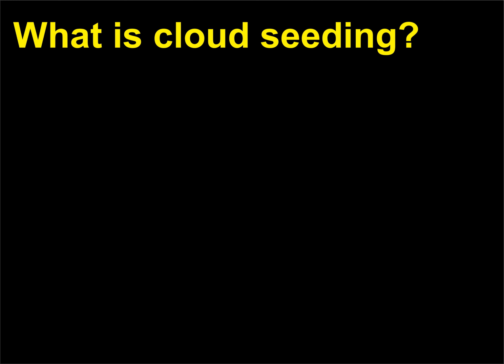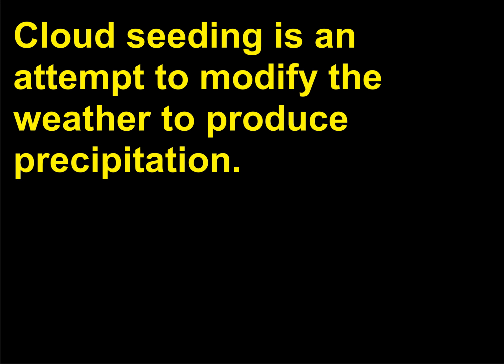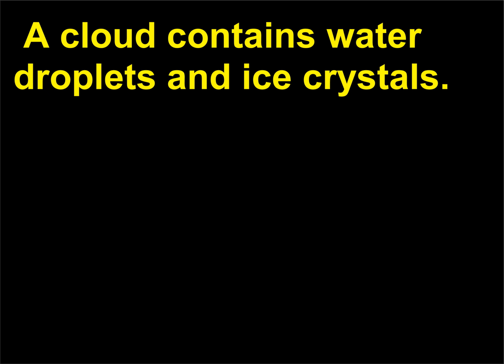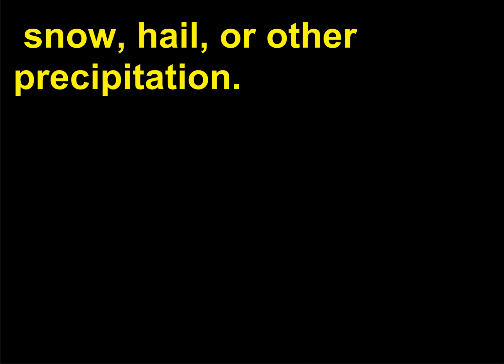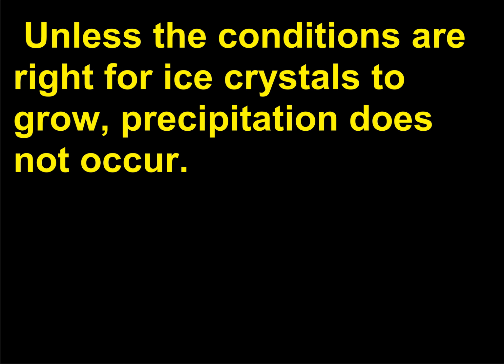What is cloud seeding? Cloud seeding is an attempt to modify the weather to produce precipitation. A cloud contains water droplets and ice crystals. Precipitation occurs when the ice crystals grow large enough to fall as rain, snow, hail, or other precipitation. Unless the conditions are right for ice crystals to grow, precipitation does not occur.